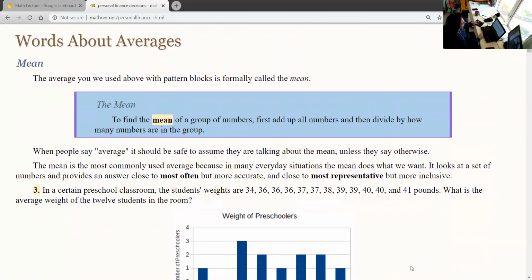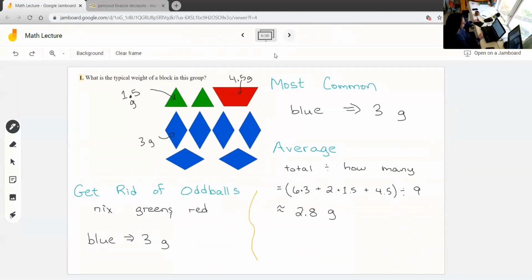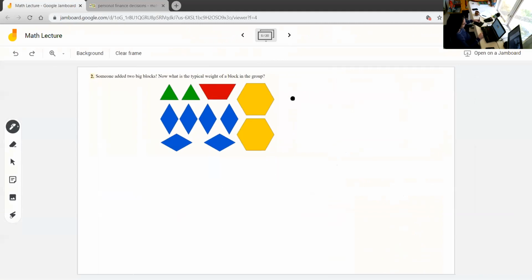So two kinds of averages. The mean is what we just did. Add up all the numbers and divide by how many. So let's actually finish this up. So the average, that's called the mean. That's the sum divided by how many.